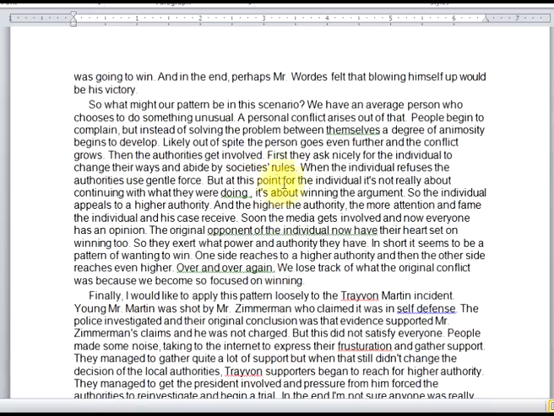Now let's see this next one. So what might our pattern be in the scenario? When I see that sort of sentence, it's very clear to me, the reader, what the writer wants to do. So I like that sort of verbal tracking or mapping. All right, it's giving me signs. It's telling me what's going to happen. We have an average person who chooses to do something unusual. The personal conflict arises out of that. People begin to complain. And the degree of animosity develops. Likely out of spite, the person goes even further and the conflict grows. And the authorities get involved. First they ask nicely, but then they use gentle force, and then at this point for the individual, it's not really about continuing what they're doing, it's about winning the argument.